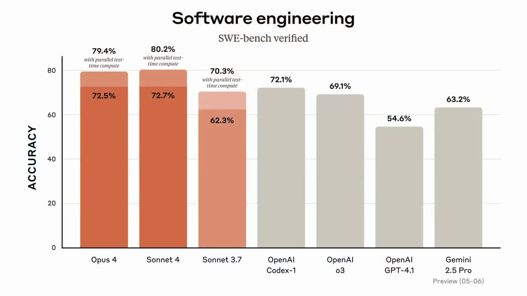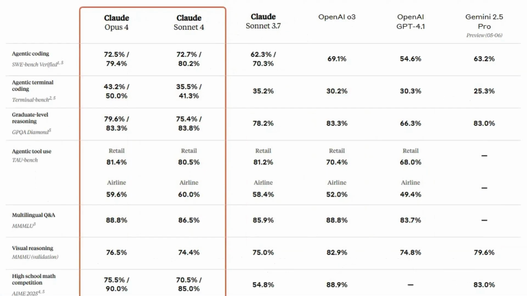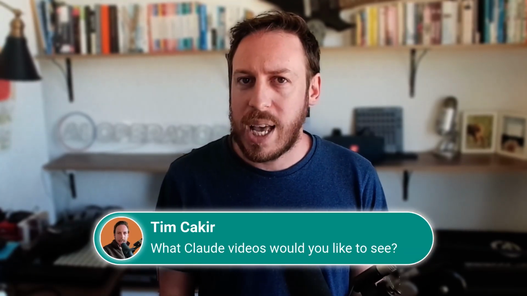But why did I choose Claude instead of ChatGPT or Gemini right now? Because the new models, Claude Sonnet 4 and Claude Opus 4, are very, very powerful, intelligent, and I'm loving Claude at the moment as well. So you'll see more Claude videos from me. Let me know in the comments what Claude videos you would like to see.